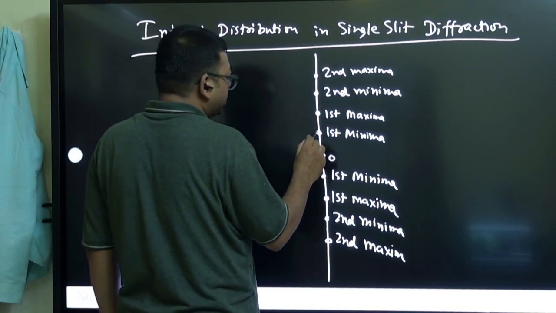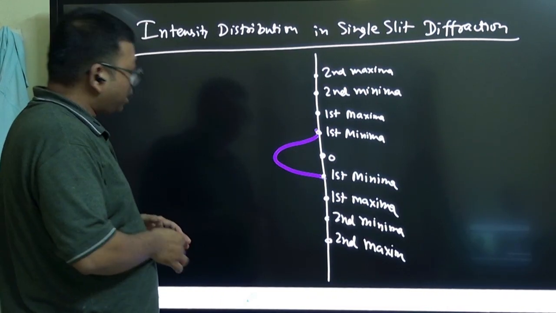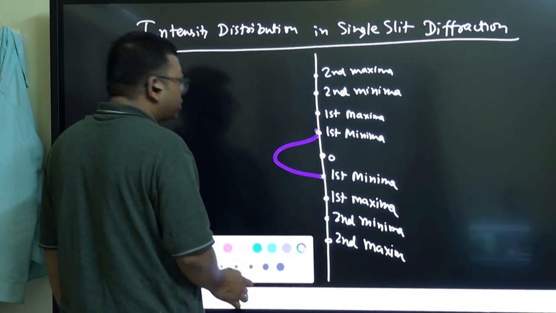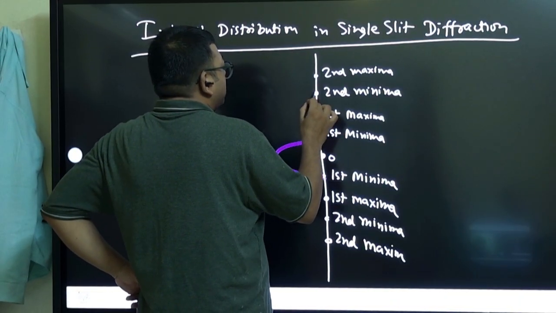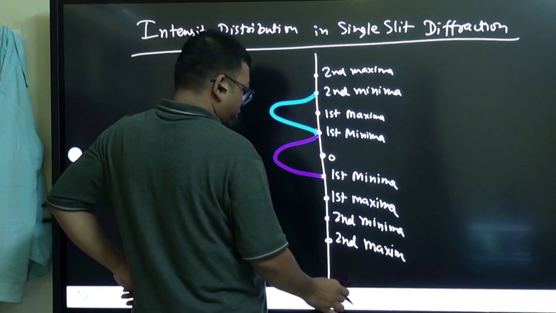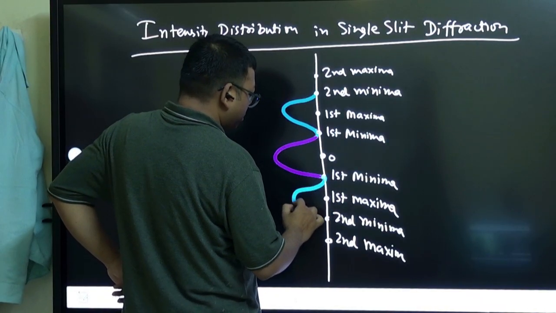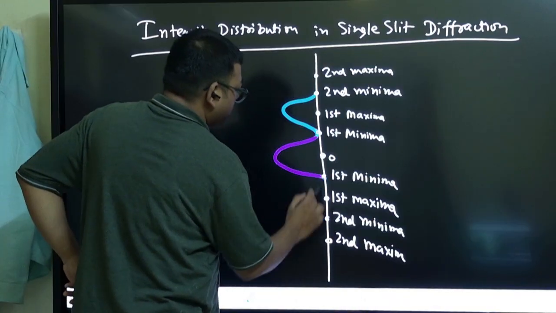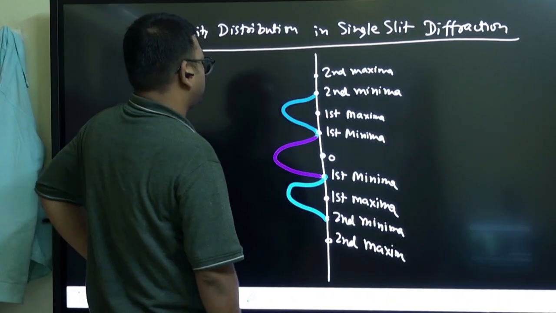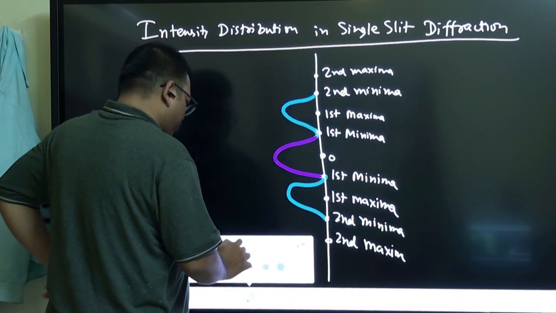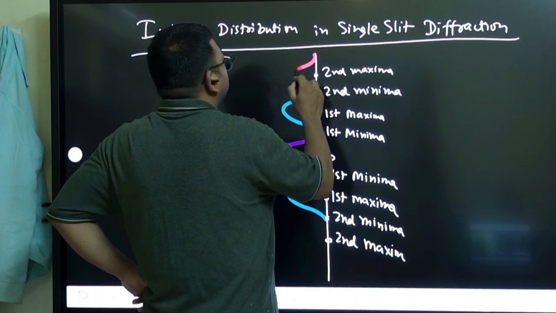First you look at this pattern. This is the central bright spot. After that, this bright spot decreases in size. Between the first and second, it becomes smaller, not the same size. This side also is symmetric. Not the same size. After that, the next one decreases further, and the next decreases further like this.